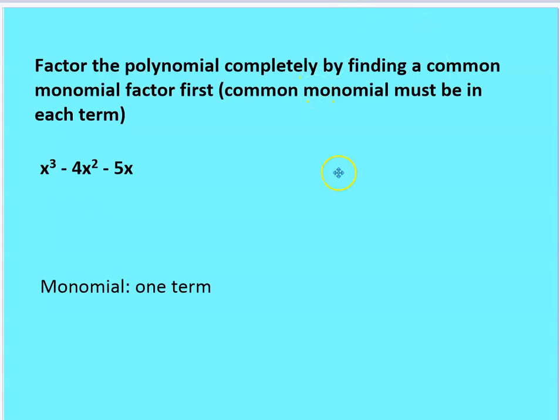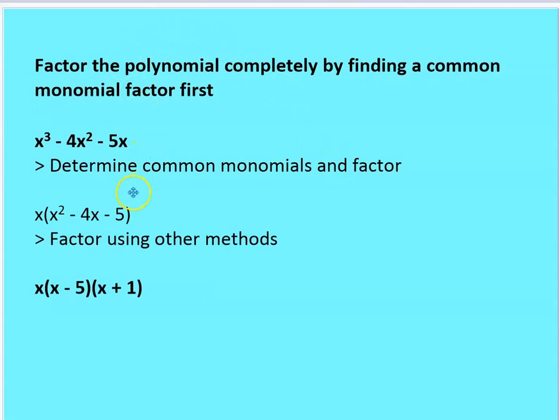All right, so now we're going to talk about factoring common monomial first. We want to take care of the polynomial and reduce it by removing any common monomials or common factors in each of the terms. So I have x cubed minus 4x squared minus 5x. We can see that we have an x that's common, x to the power of 1, in each of the terms. So we're going to distribute that value for x out. And so we end up with x times x squared minus 4x minus 5.